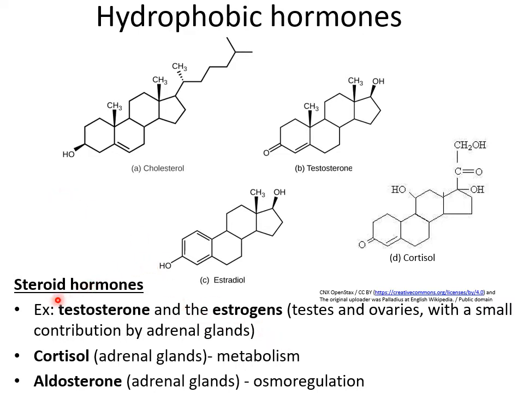Steroid hormones include the sex steroids such as testosterone and estrogens. Also cortisol, which is produced by the adrenal glands and is a stress hormone, and aldosterone.